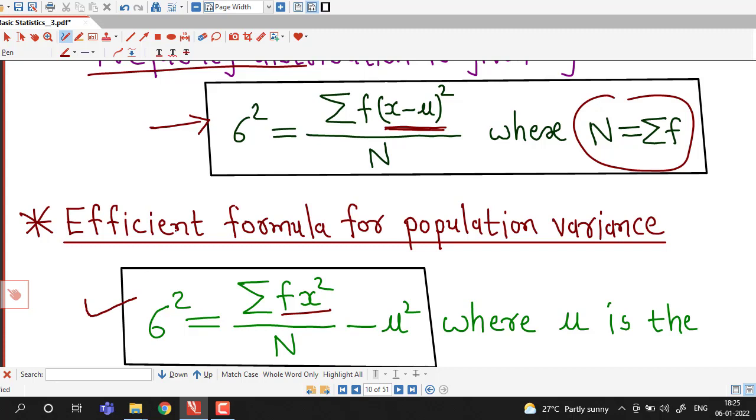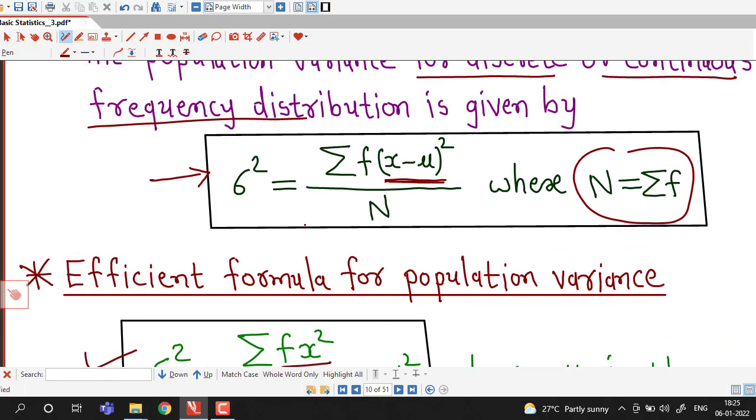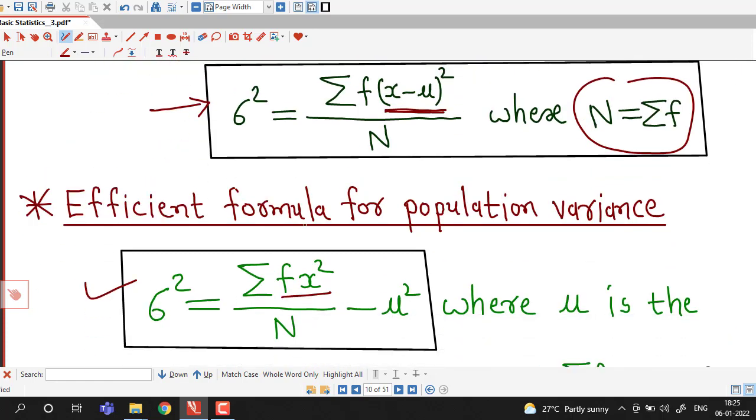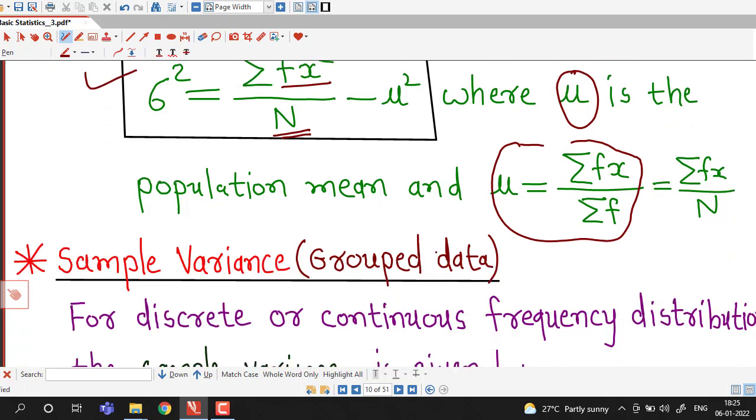I have not written the derivation; I have written just this shortcut formula for population variance. You can derive it as we derived in case of ungrouped data in the previous lecture. Here capital N is sigma f and mu is the population mean. The definition of population mean for grouped data is sigma fx divided by sigma f.